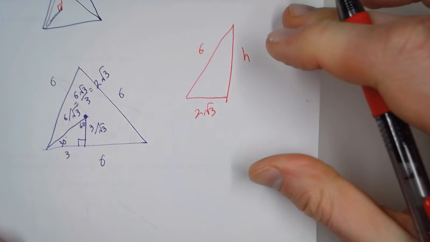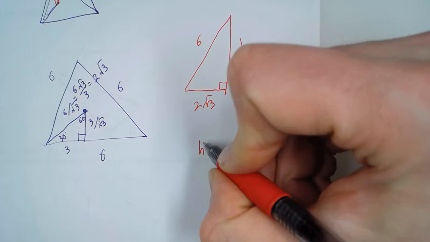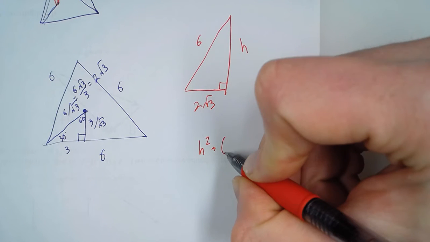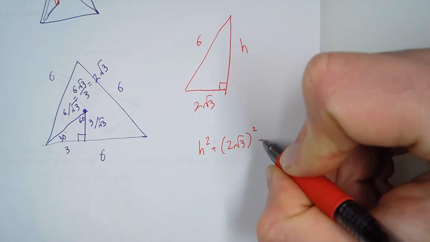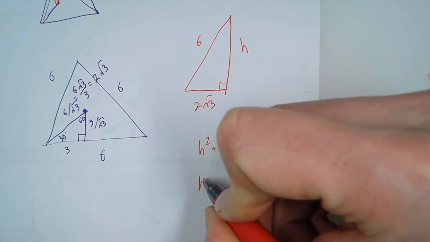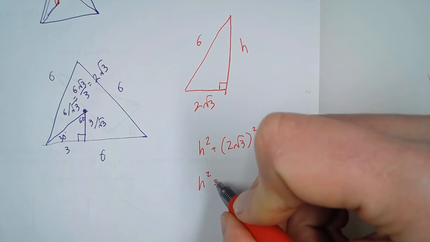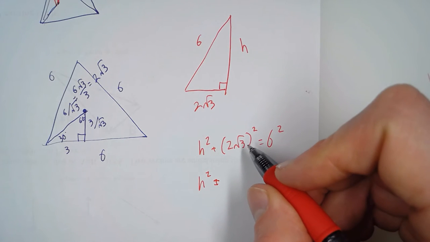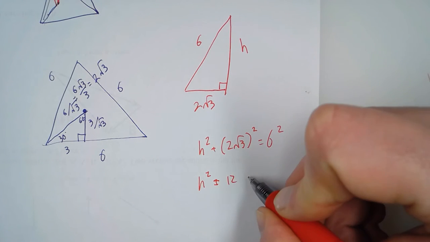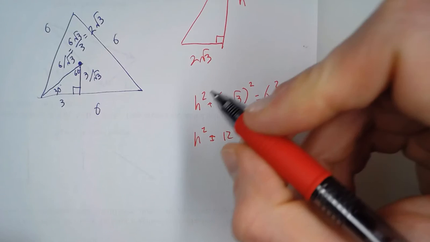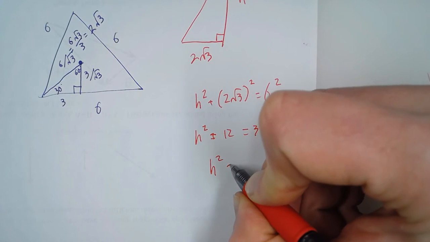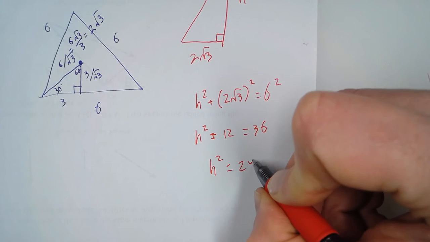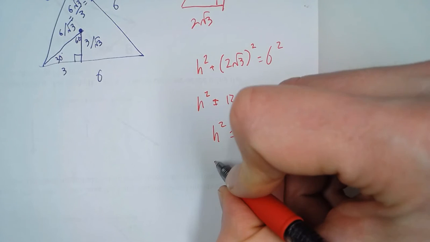So, now we just apply the Pythagorean theorem. H squared plus (2 radical 3) squared equals 6 squared. H squared plus, not equals, 2 squared is 4 times 3, that should be 12, equals 36. So H squared, I'll subtract the 12 over, so we get 24. And then we take the square root.